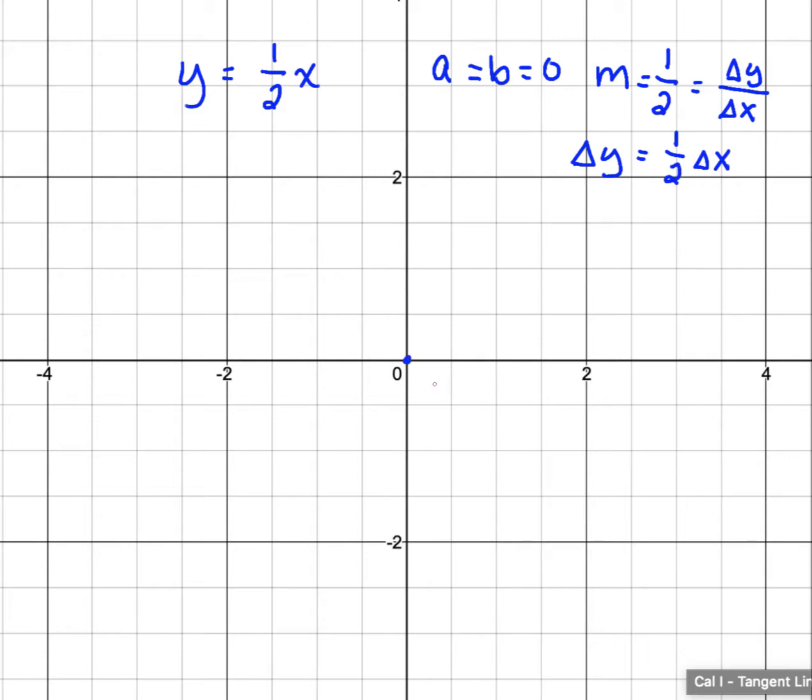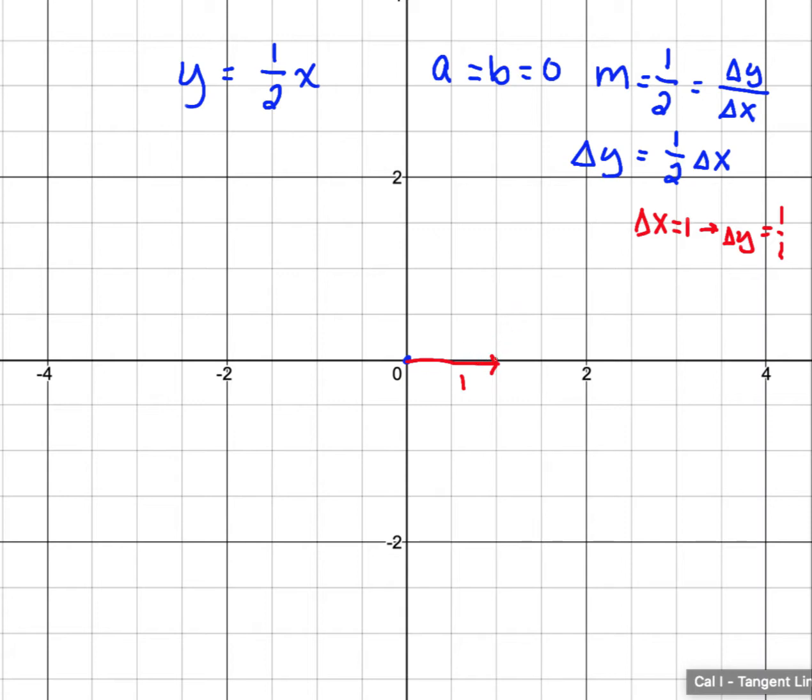And if I want to get to a new spot on the graph, I can choose any delta x, and the change in y is dependent upon that change in x. So if I go, say, 1 unit over in the x direction, so my change in x is 1, then my change in y would be 1/2 times 1. So if delta x is 1, then change in y would be 1/2. So I have to go up half a unit.